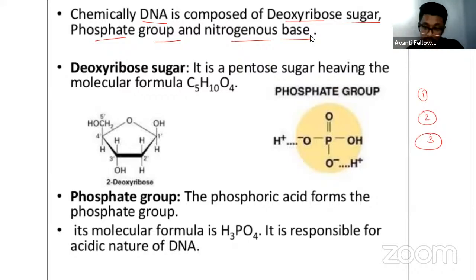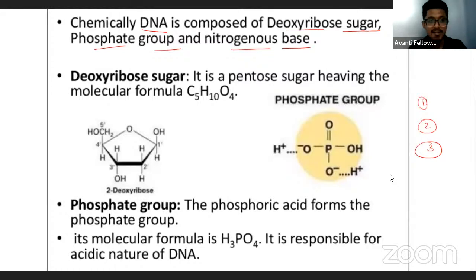Now, I'm very skeptical, guys. Why? Because if I start now, I will end up with only deoxyribose sugar, correct? The continuity will get cut. So can we stop here? With your approval, I can stop here. Otherwise, I will finish at least deoxyribose sugar. You confirm.